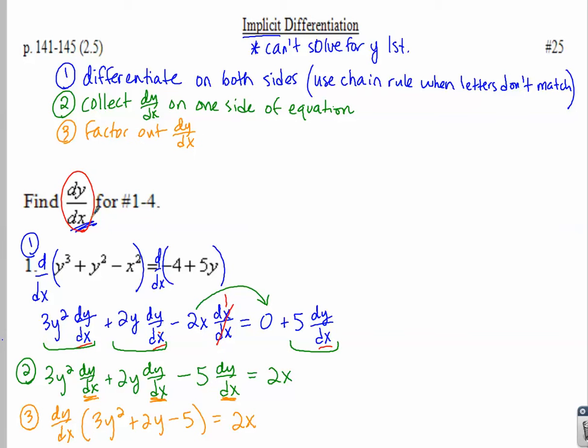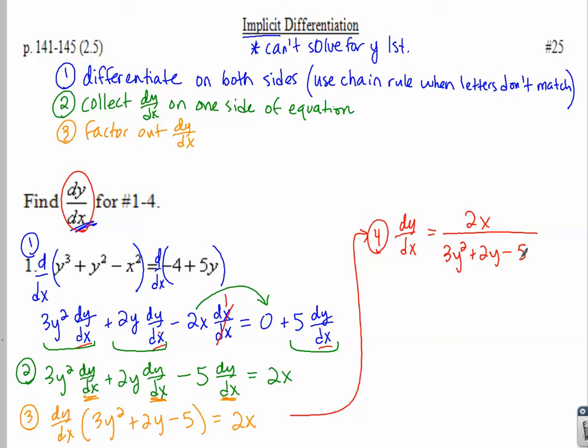What is dy/dx? What does it equal? Finally, solving for dy/dx. Last step, eye on the prize, dy/dx equals, dy/dx is multiplied to all of this, so divide it to move it over to the other side. 2x divided by 3y squared plus 2y minus 5. Step 4, solve for dy/dx. And that's implicit differentiation.